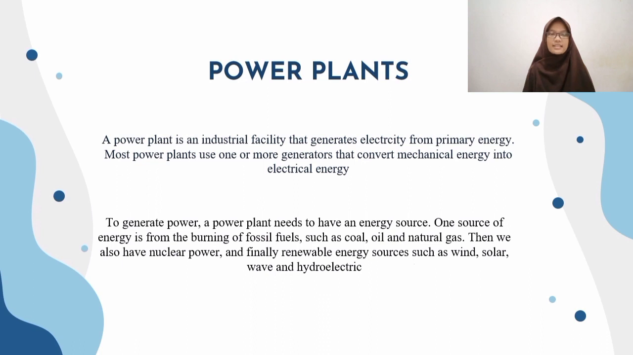To generate electricity, a power plant needs to have an energy source. One source of energy is from the burning of fossil fuels such as coal, oil, and natural gas. Then we also have nuclear power, and finally, renewable energy sources such as wind, solar, wave, and hydroelectric.